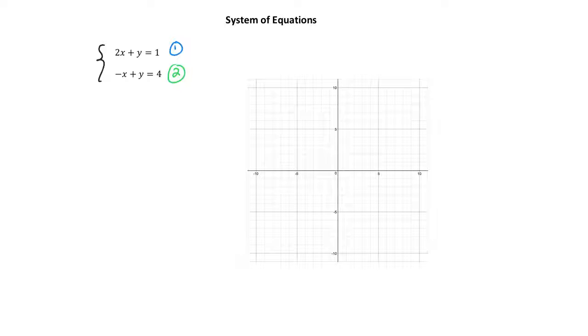Starting with the first one, 2x plus y is 1. If I subtract 2x from both sides, this is very easy to graph. It has a y-intercept of 1 and a slope of negative 2. So just as a really simple sketch, here's my graph. It's not perfect, but that represents every solution to the first equation.